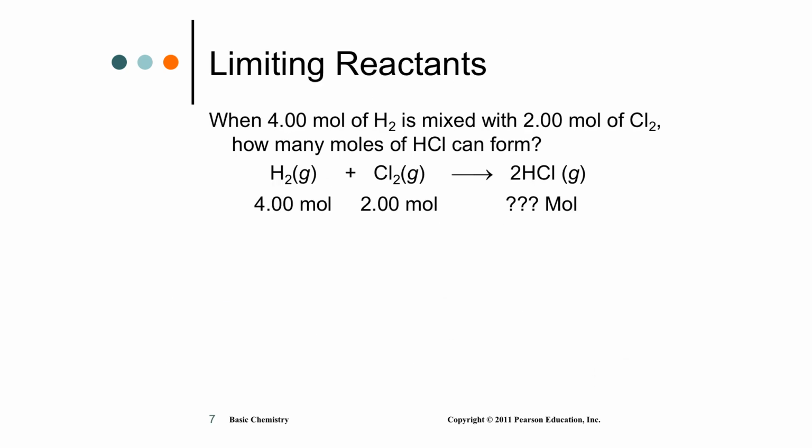So we'll start with an easy one, and then we'll do a harder one in a minute. When 4 moles of hydrogen are mixed with 2 moles of chlorine, how many moles of HCl will form? Well, let's balance the equation and see. I've got 2 H's, I've got 2 H's.